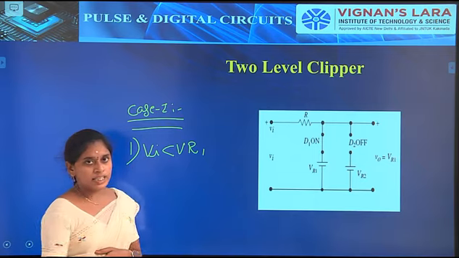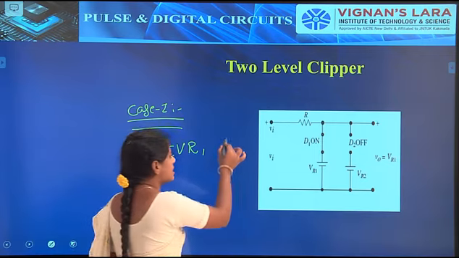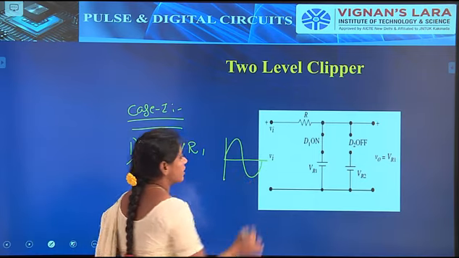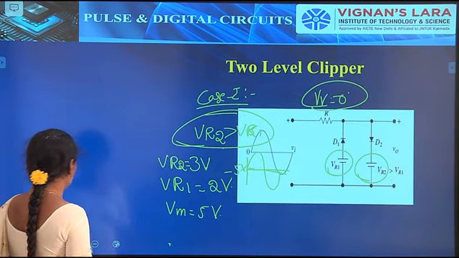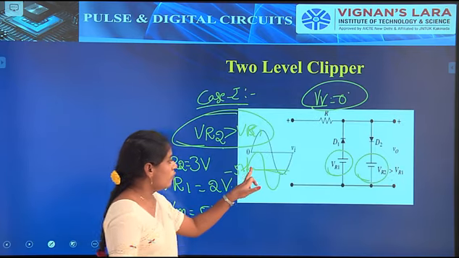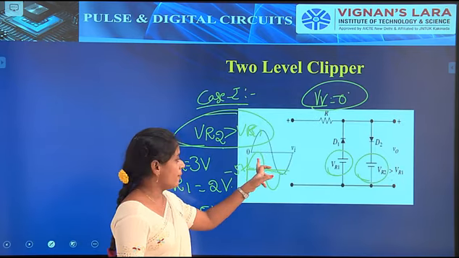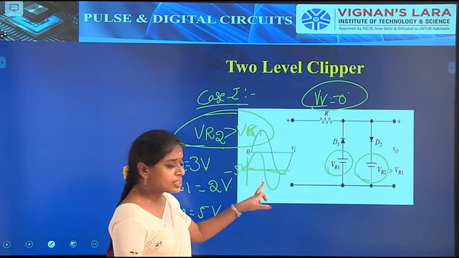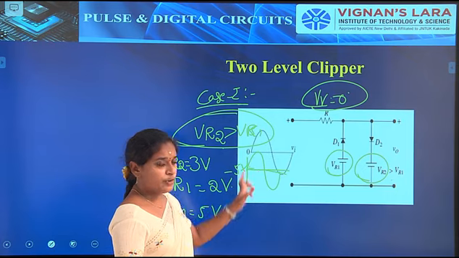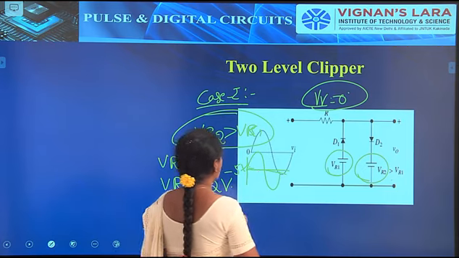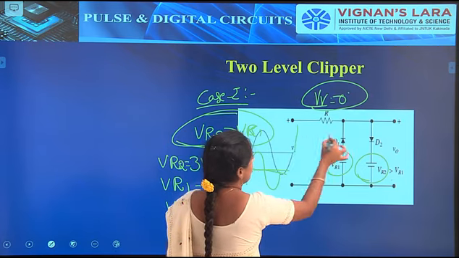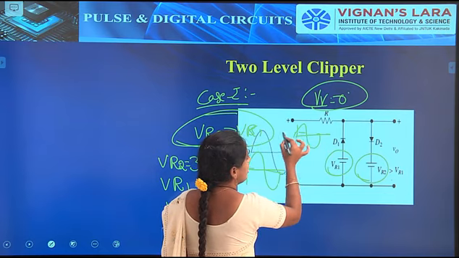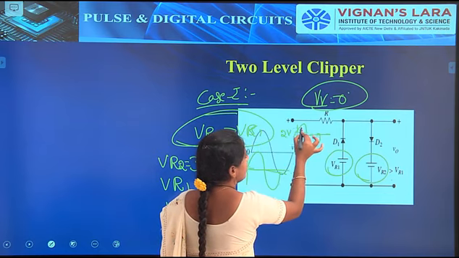So the input voltage is less than VR1. Obviously, a sinusoidal signal is given to this circuit. So what is the sinusoidal signal? It starts with 0, 1, 2, 3 and 4 and so on up to 5 volts, and again it decreases. So when the input signal is less than VR1, this is the sinusoidal signal, and VR1 is 2 volts and VR2 will be 3 volts.